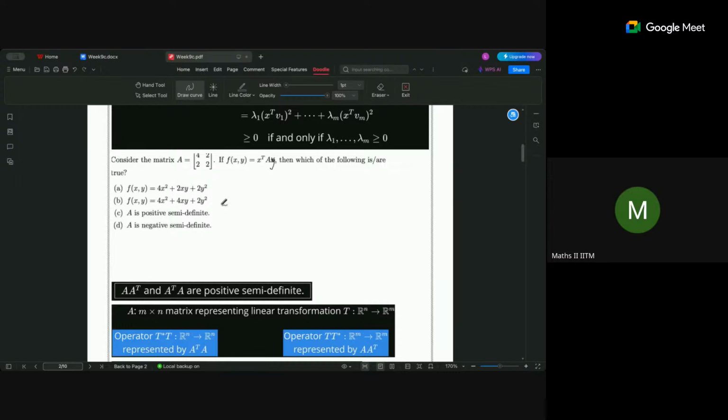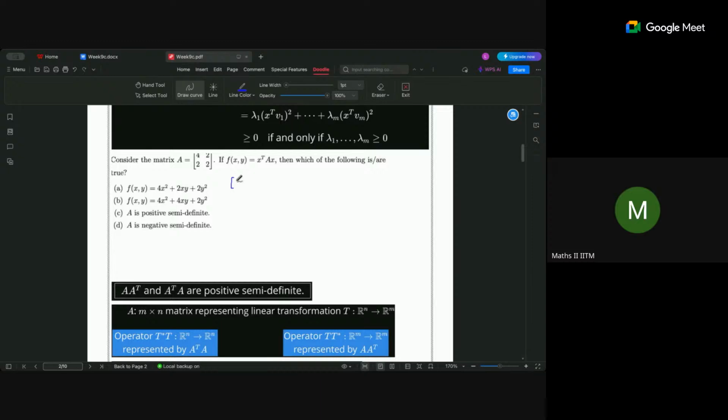So which statement is correct here? What is the error here? F of x comma y is X transpose. I don't know what they are trying to do. So let's write it. What happened here? Let's write the statement and see, then we'll understand what should come here.